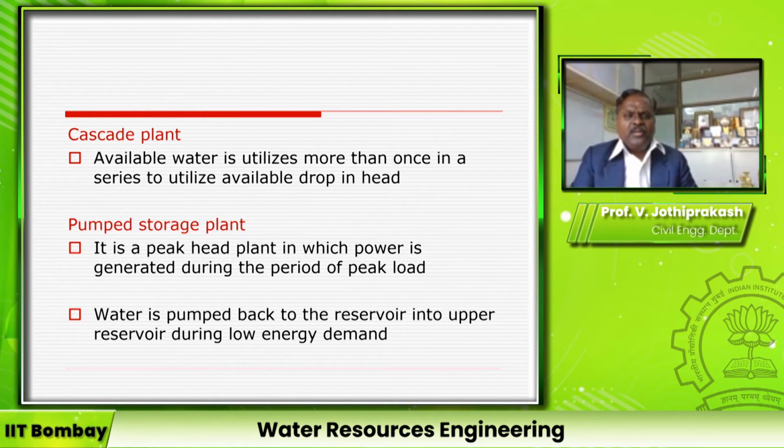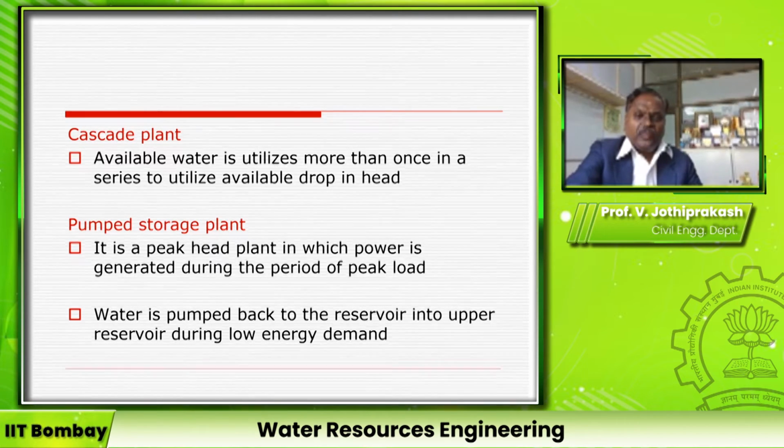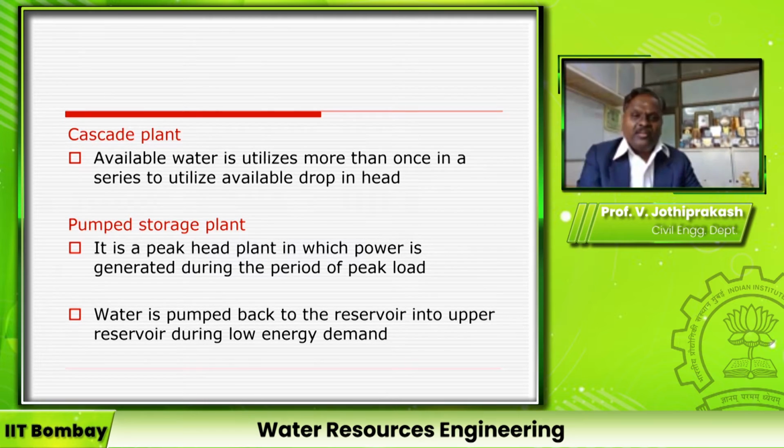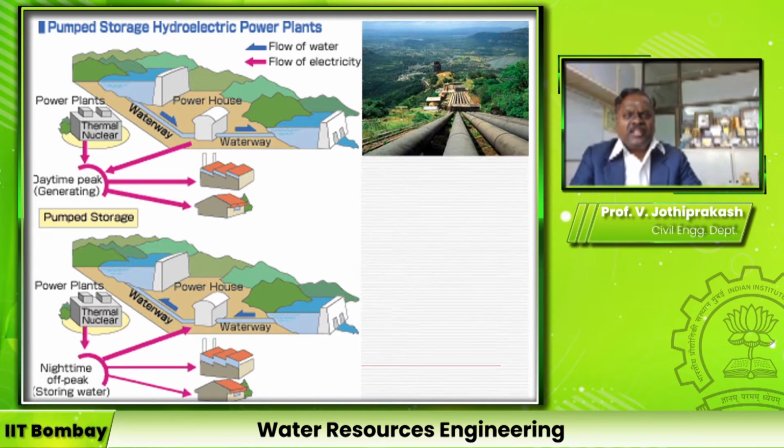That means it is a combination of more than one power. It is the peak head plant at which power is generated during the peak period of the load. Then during the non-peak period, the water is pumped back from the lower level reservoir to the upper level reservoir. Let us see that here, this is a schematic representation of a pumped hydroelectric storage power plant. You have a main reservoir upstream, and water is let in through the penstock to the powerhouse. You produce the electricity and water is again led to the downstream reservoir.